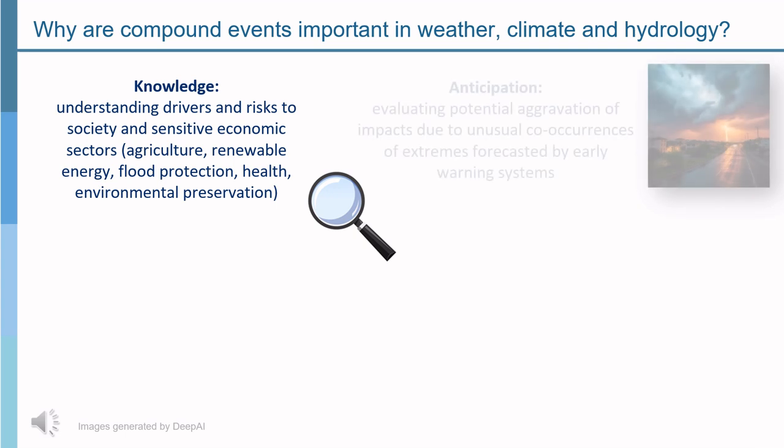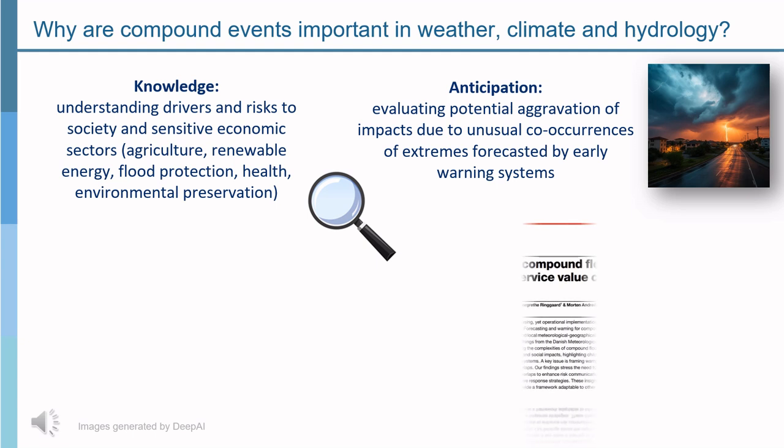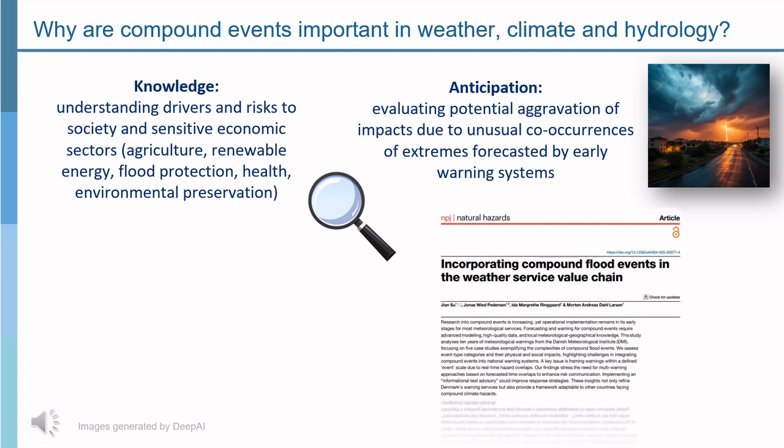The detection and characterization of compound events can also inform forecasters and emergency responders of the potential aggravation of impacts due to unusual co-occurrences of extremes forecasted by early warning systems, such as simultaneous or sequential hazardous events. A recent study in Denmark, for instance, has shown that the lack of a framework to handle overlapping hazards across both temporal and spatial scales can impact resource allocation and response prioritization, as municipalities are required to manage simultaneous risks at different locations.